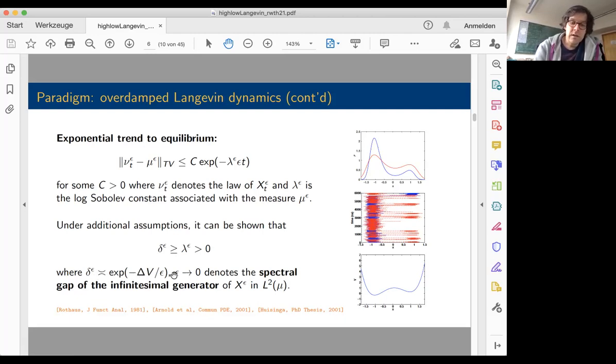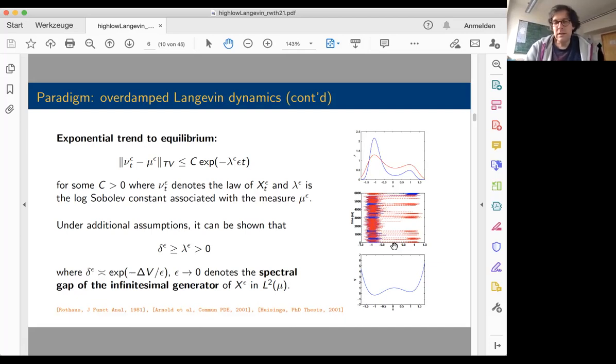And one can show that this upper bound is exponentially small in the ratio of the energy barrier. So this is the barrier one has to cross in order to leave the lowest minimum, and the noise level epsilon. So these numbers are all very close to 0. This means that the convergence to the stationary measure is extremely poor whenever epsilon is small.